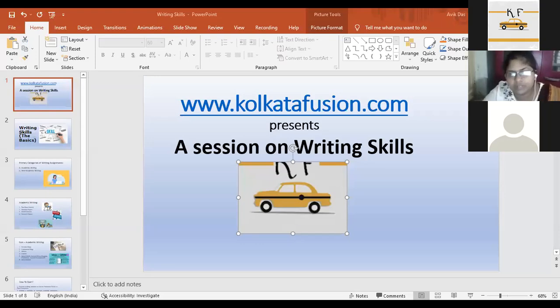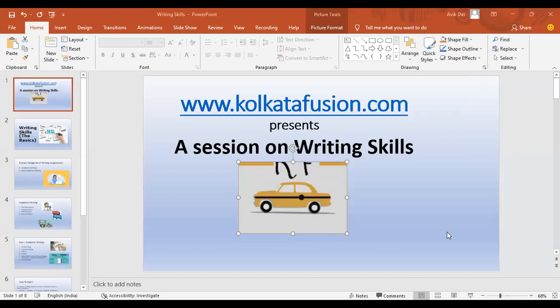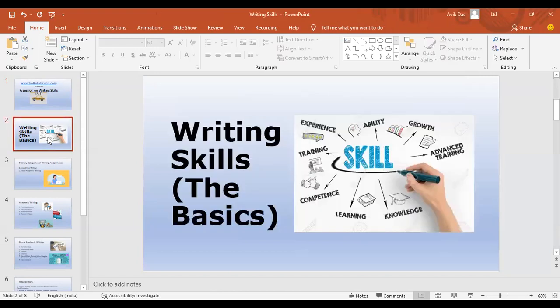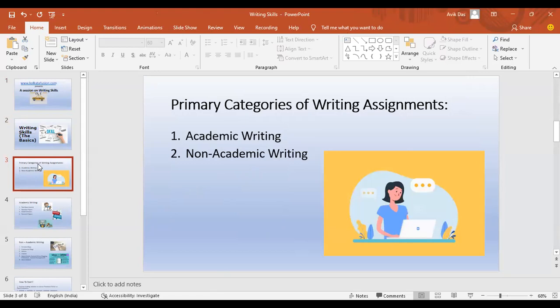So our website, www.kolkatafusion.com, we present a session on the writing skills. So here we'll be sharing about the basics. What are the basics you should know before you embark on the journey as a content creator, content writer? So first of all, we should know about the primary categories of writing assignments. First is academic writing and the second one is non-academic writing.